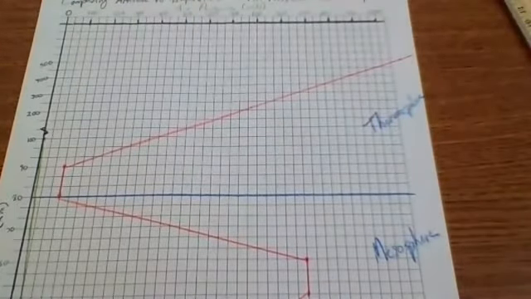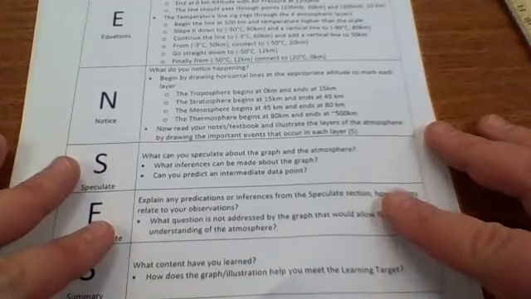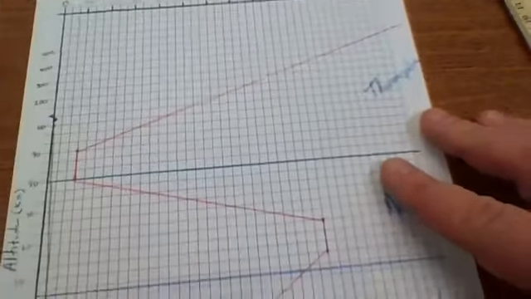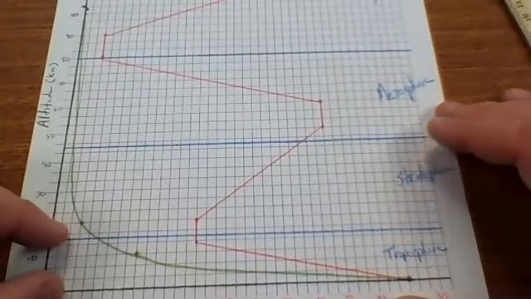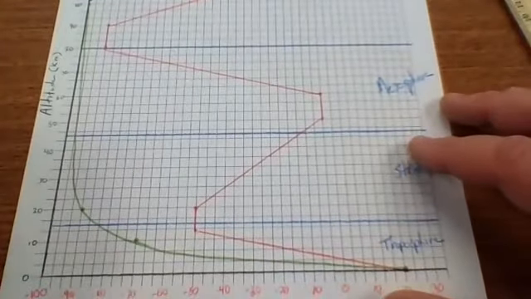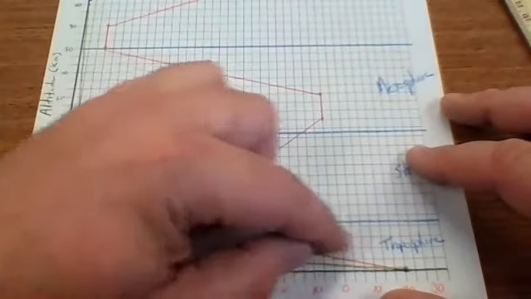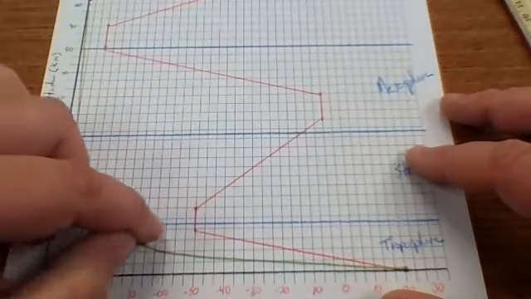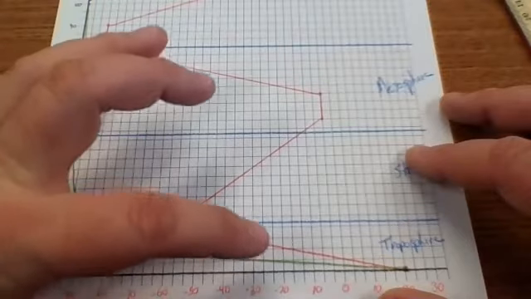Hey, the last bullet in N states, now read your notes or your textbook and illustrate the layers of the atmosphere by drawing the important events that occur in each layer. So we're going to turn this from a graph into an illustration of the atmosphere. So in the troposphere, if I check my notes, it says that this is the layer that all weather occurs. So I should have a layer with clouds, airplanes maybe, okay, but all weather events, raining and tornadoes.